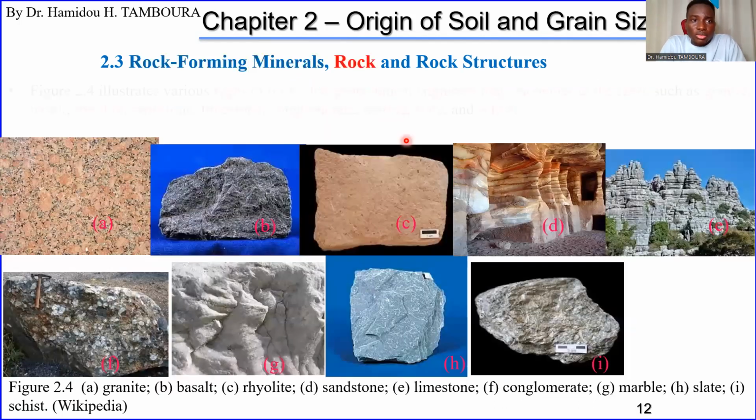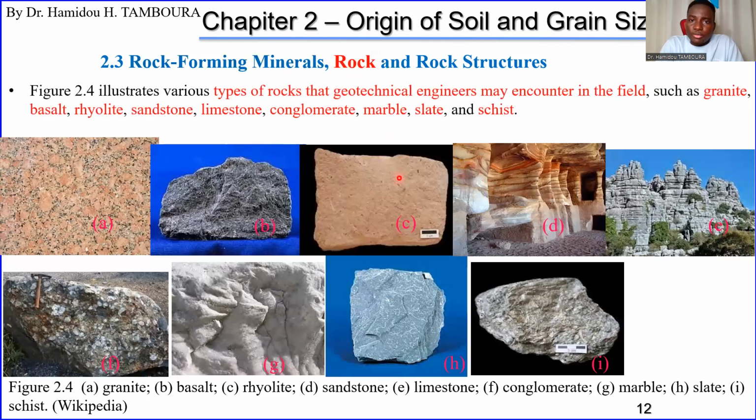And this figure shows the types of rocks. The previous one is just the minerals we find in rocks, and this one is the different types of rock we can find as geotechnical engineers, that we can encounter in the field. A lot of them: granite, basalt, rhyolite, sandstone, limestone, conglomerate here, marble, slate, and schist. All these types of rock are the rocks we sometimes have to deal with during geotechnical construction projects.